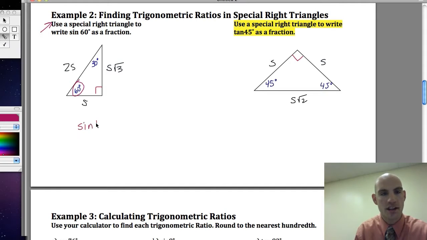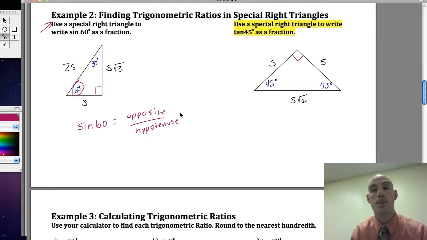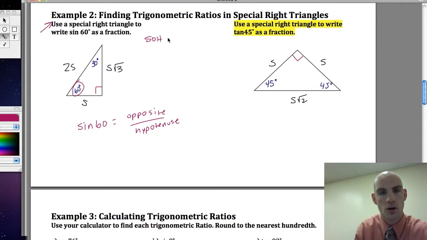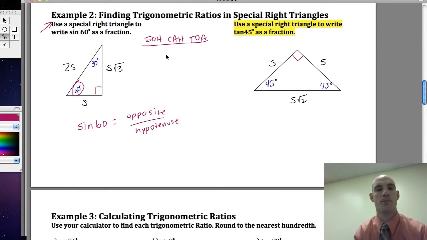So when I say the sine of 60, I really mean opposite over hypotenuse. Because opposite over hypotenuse applies to any angle. That's still the sine. So if you want to write this up here, SOHCAHTOA. I still use it. That's how I remember them. SOHCAHTOA. So sine is opposite over hypotenuse.